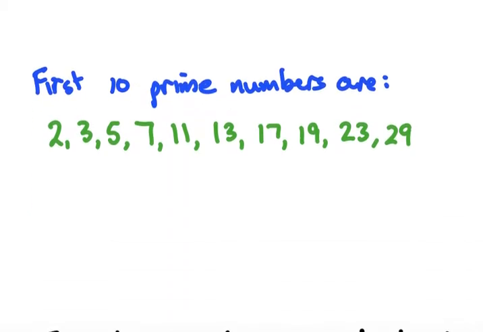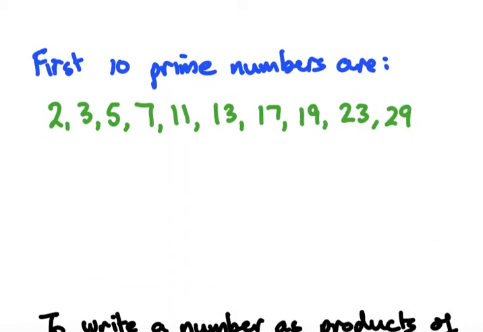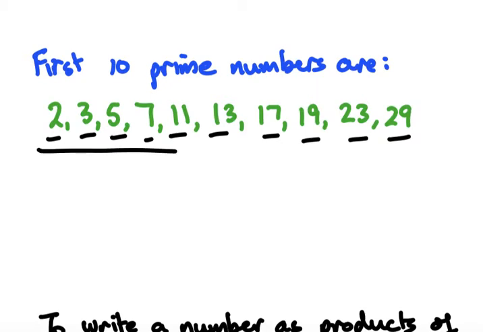We need to know the first 10 prime numbers. So the first 10 prime numbers are 2, 3, 5, 7, 11, 13, 17, 19, 23, 29. It will help if you learn those, especially the first 5 or 6. Those are the most important, and those are the ones we commonly use.